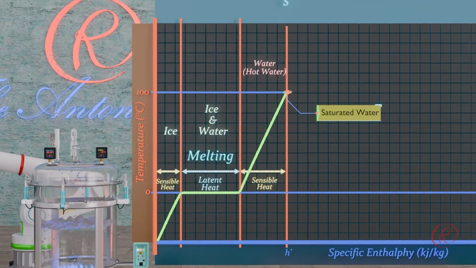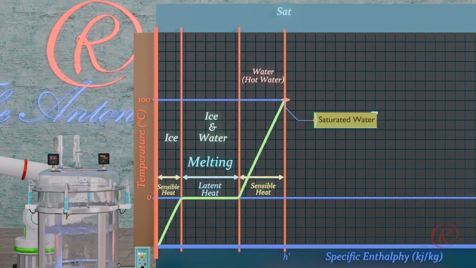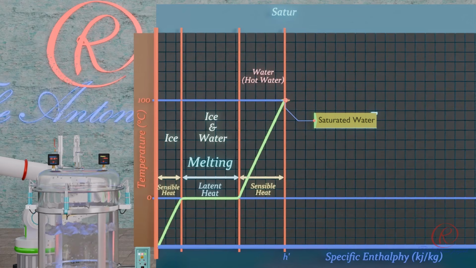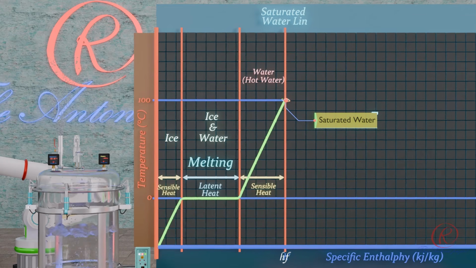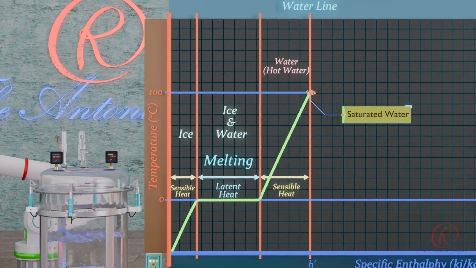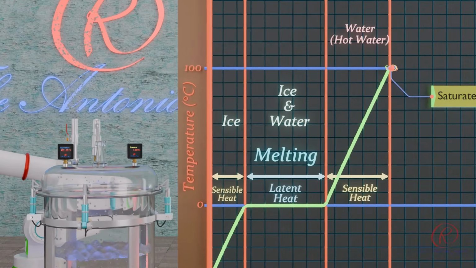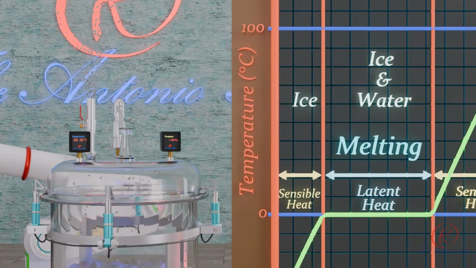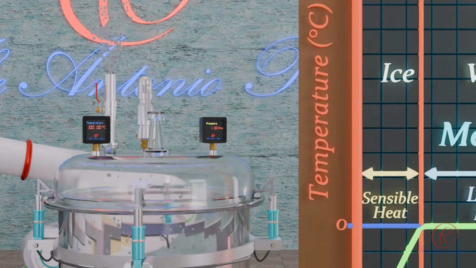The saturated water line is the line that represents the condition where water is just about to start boiling or changing from liquid to vapor, usually denoted by HF on steam tables or diagrams. At this point, the kettle temperature shows 100 degrees Celsius and the pressure constant at 1 atmosphere.